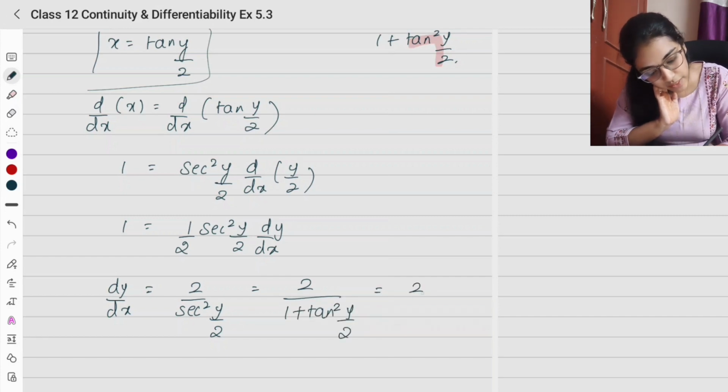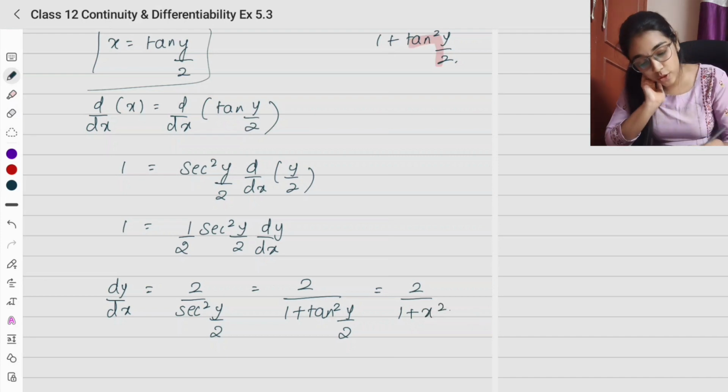Tan y by 2 is simply x. So 1 plus x square. So it is going to be 2 by 1 plus x square.